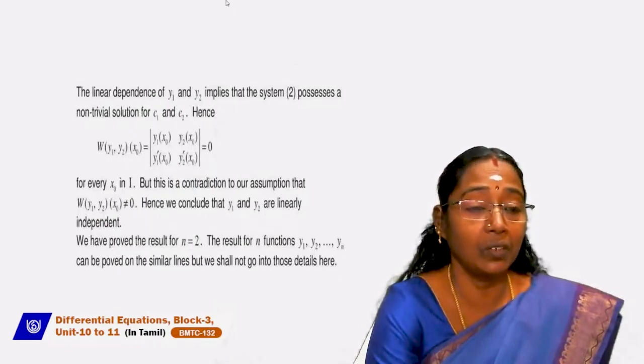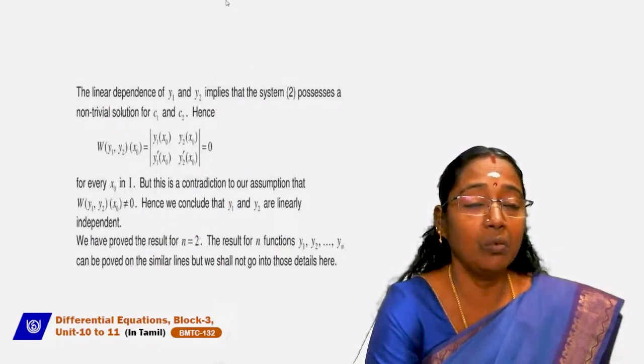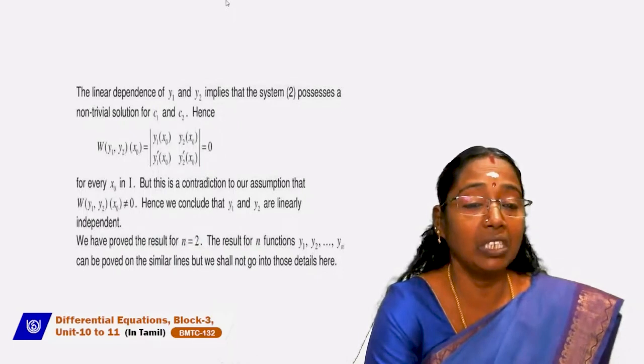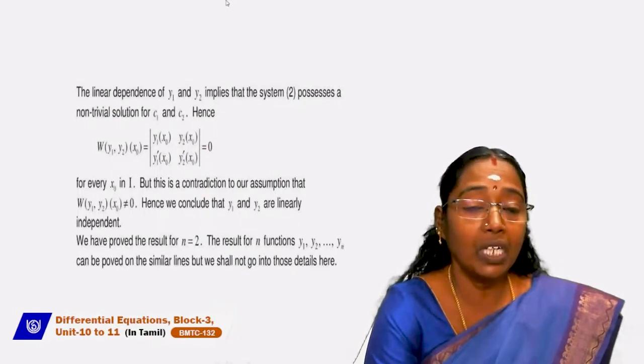Therefore, we write the Wronskian of y1, y2 at x0 as the determinant with rows y1 of x0, y2 of x0 and y1 dash of x0, y2 dash of x0. We find the determinant of this 2 by 2 coefficient matrix. This determinant will be equal to 0 for every x0 in I. But this is a contradiction to our assumption that the Wronskian is non-zero. Hence, we conclude that y1 and y2 are linearly independent. So, we have proved the result for n equal to 2.